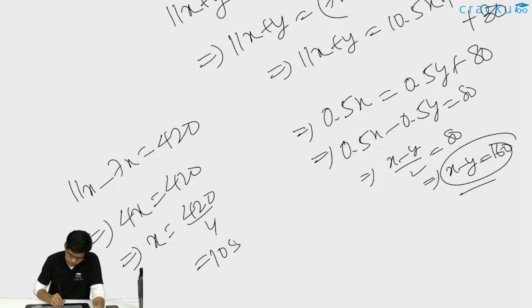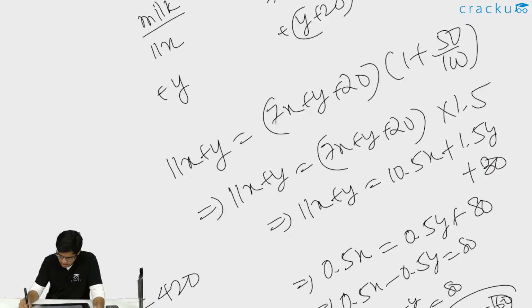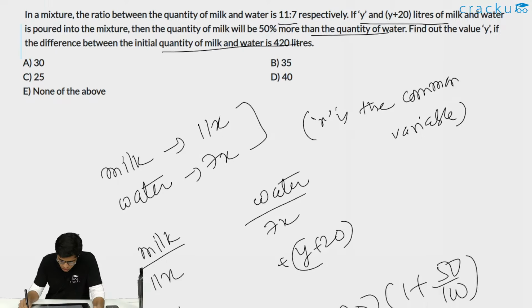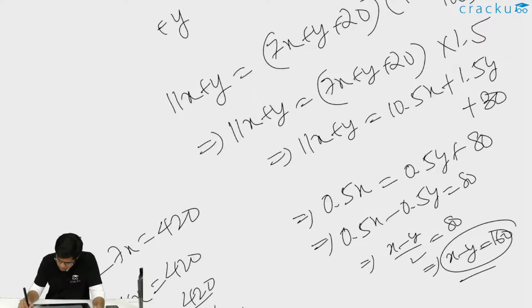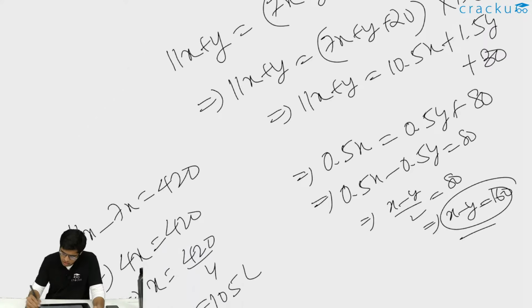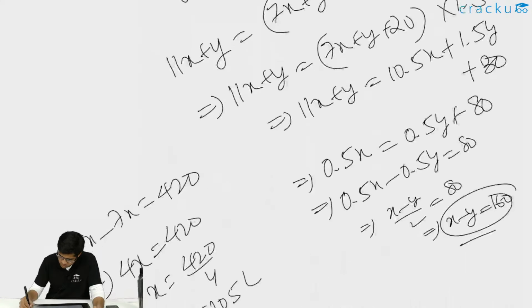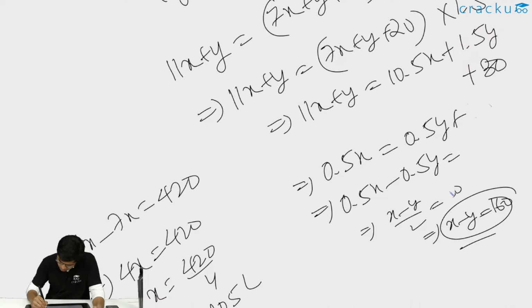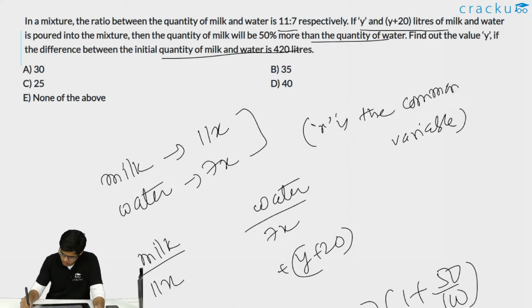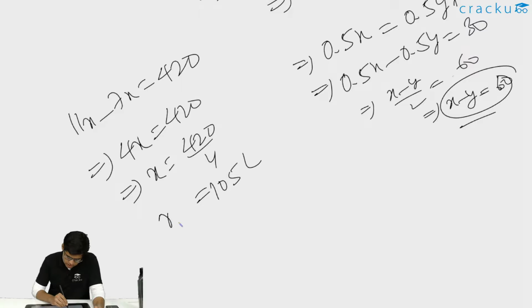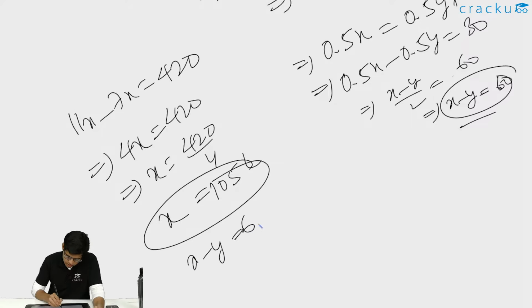is 105 liters. So x is 105 liters. Sorry, my bad, it's 30, I took it as 80. It was 30 actually, guys. This will be 60. So x minus y is 60. X is 105 liters. X minus y is 60.